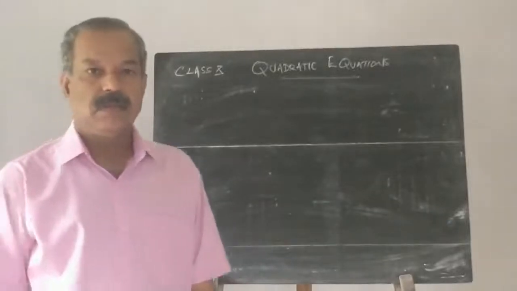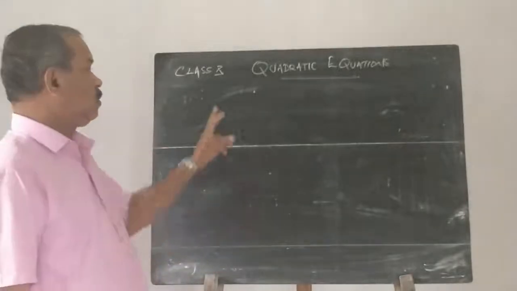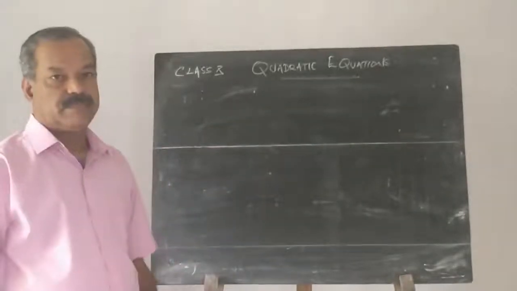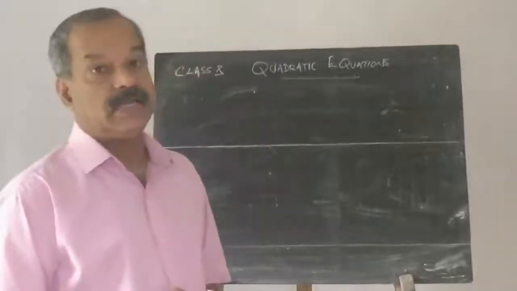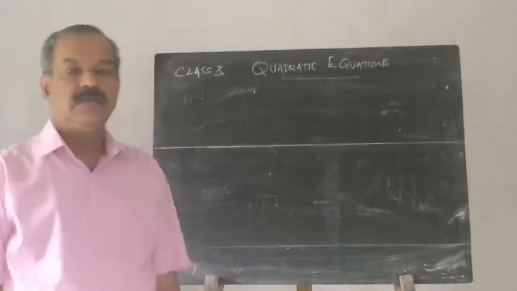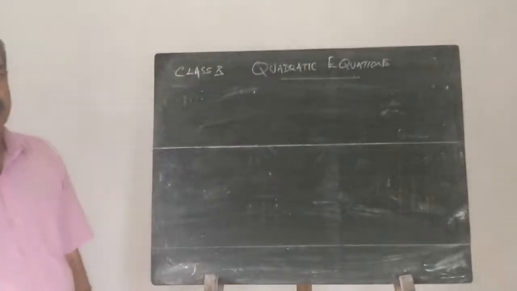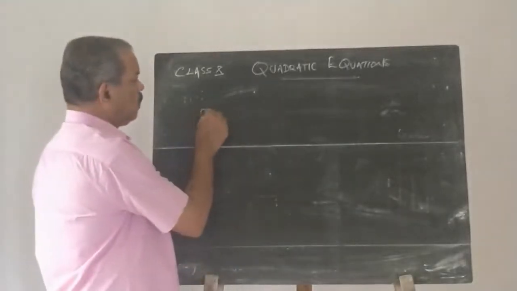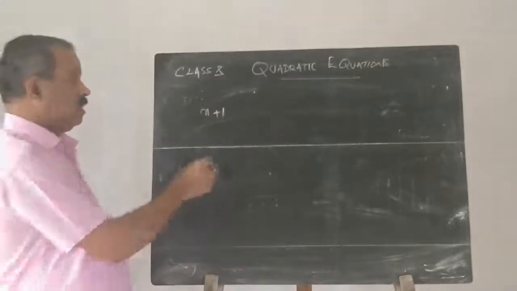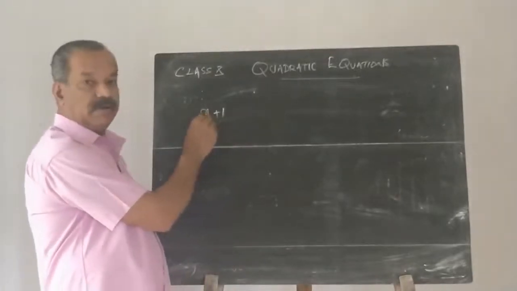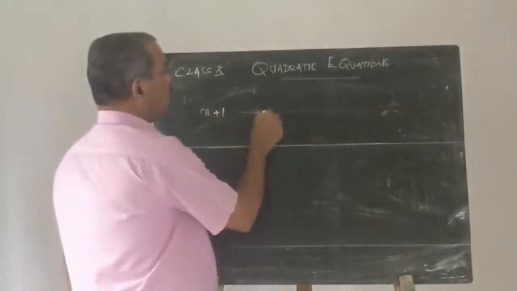Dear children, today we are going to learn about quadratic equations. We are familiar with quadratic polynomials, linear polynomials, cubic polynomials, etc. Consider x plus 1. This is a polynomial, and the exponent of the variable, the degree of this polynomial, is 1. So it is called a linear polynomial.